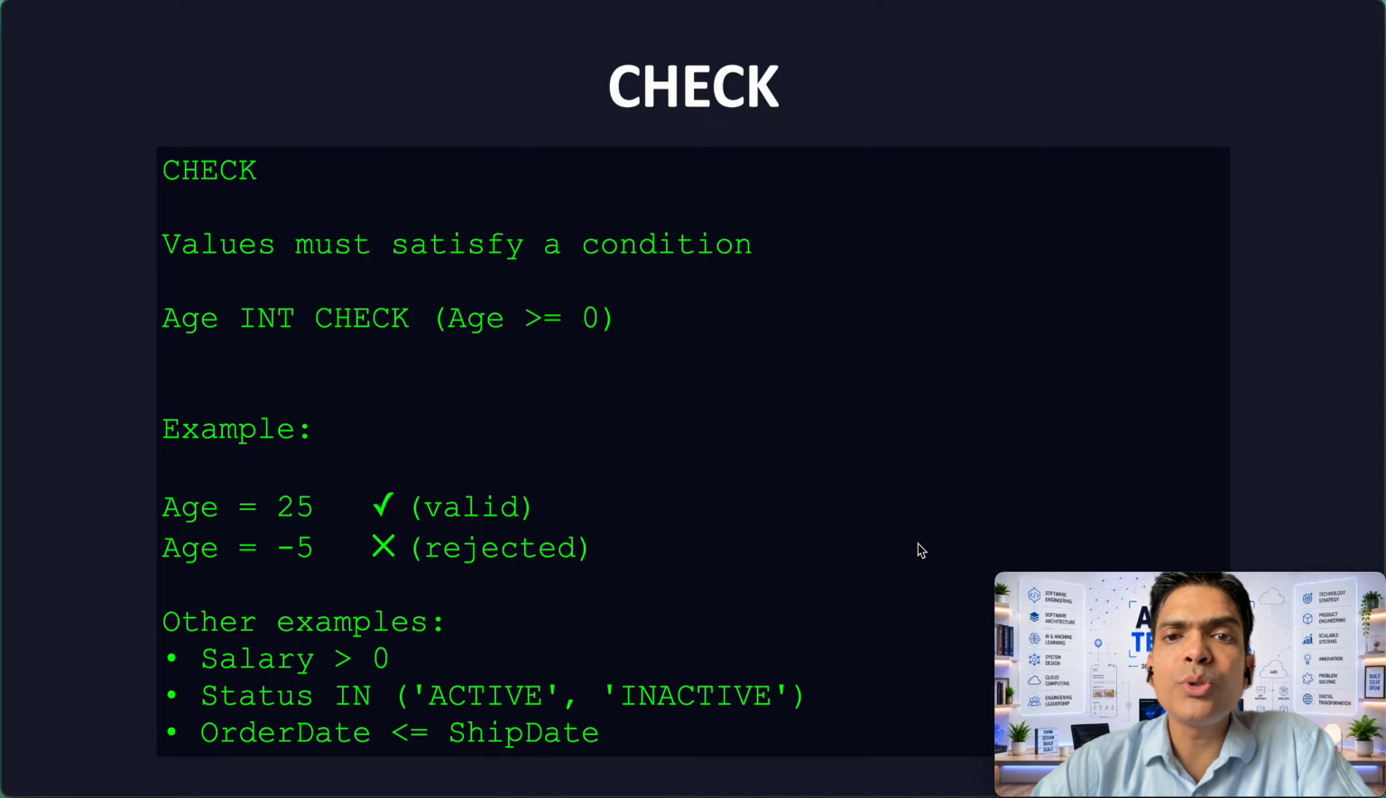The check constraint allows us to define a condition that a value must satisfy. For example, if we are storing an age, we probably do not want a negative value. We can create a check constraint that requires the age to be greater than or equal to 0. Now, if an invalid value reaches the database, the database itself can reject it. Other examples: salary must be positive, status must be one of a specific set of values, or order date must be before ship date. This is another example of protecting data at the database level.